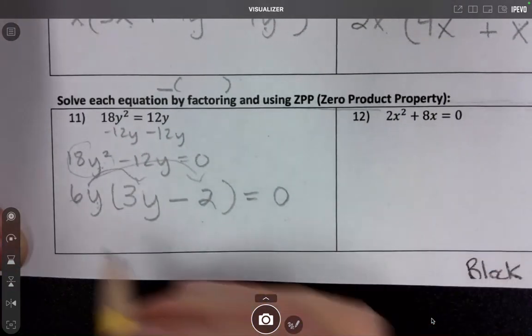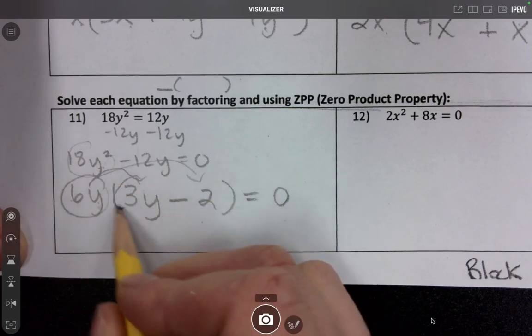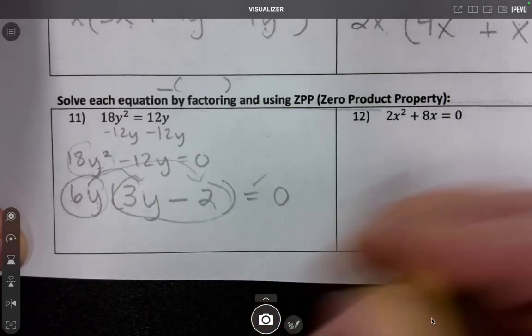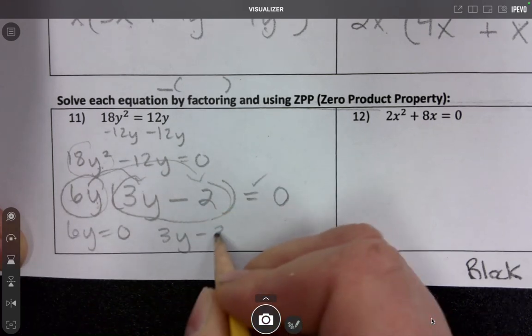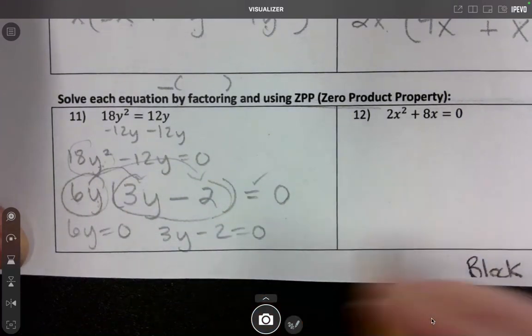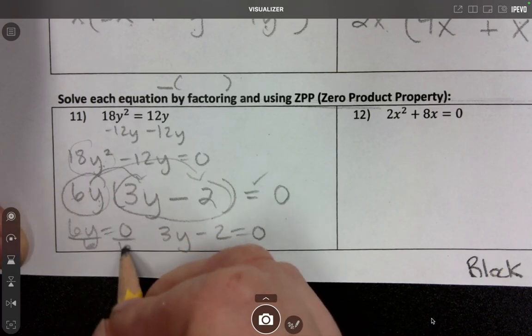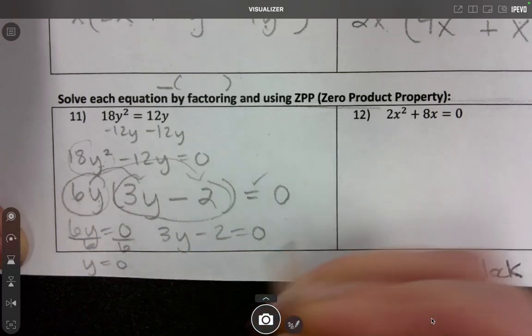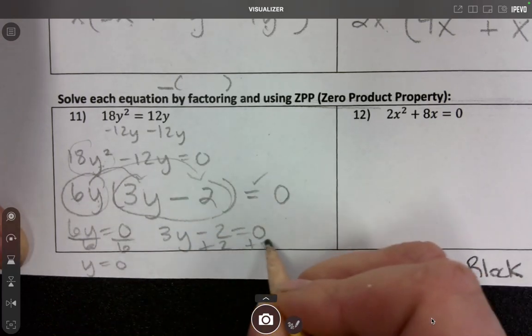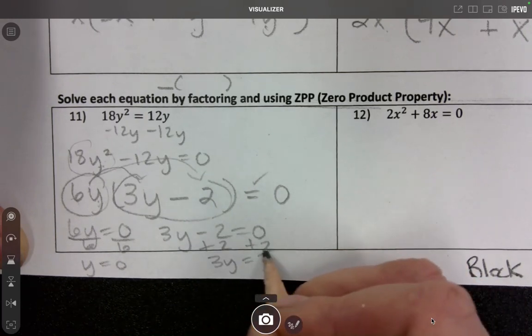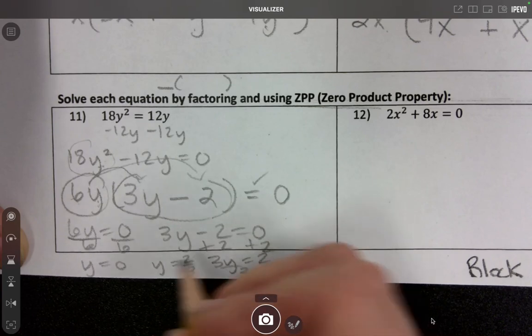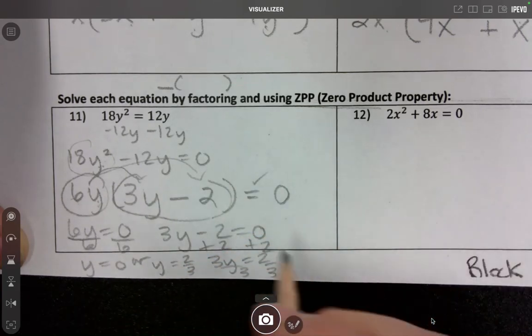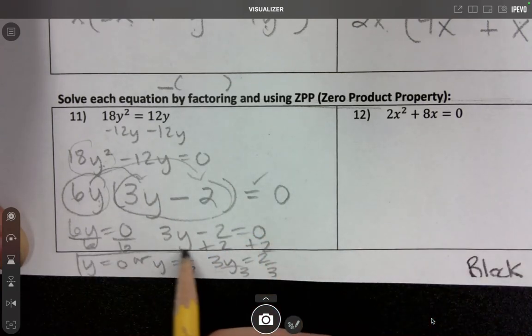My last step now is I have two things being multiplied, and they equal 0. So either 6y is equal to 0, or 3y minus 2 is equal to 0. And then I can go ahead and solve those. And we really needed more space on this. So if 3y is equal to 2, then y is equal to 2/3. So we end up with y is 0, or y is equal to 2/3.